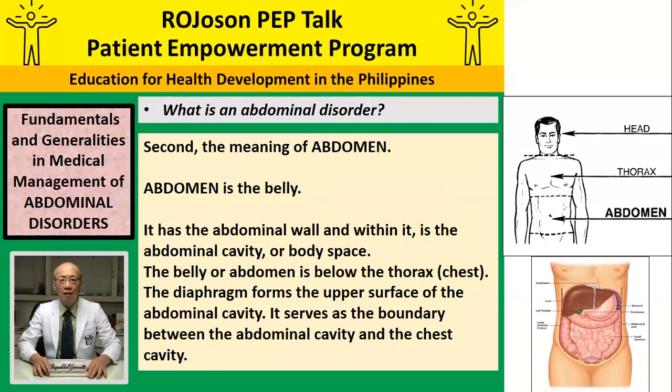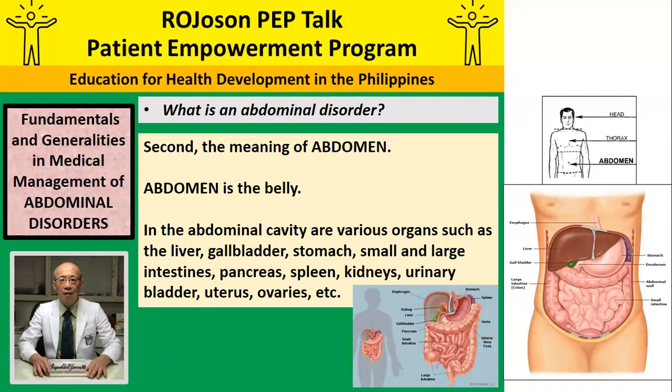Second, the meaning of abdomen. Abdomen is simply the belly. It has the abdominal wall, and within it is the abdominal cavity or body space. The belly or abdomen is below the thorax or chest. The diaphragm forms the upper surface of the abdominal cavity. It serves as the boundary between the abdominal cavity and the chest cavity.